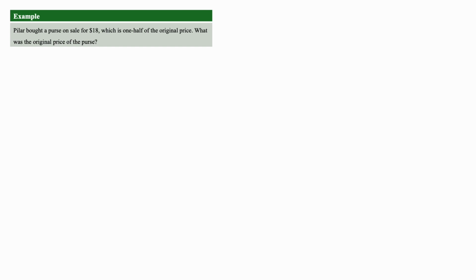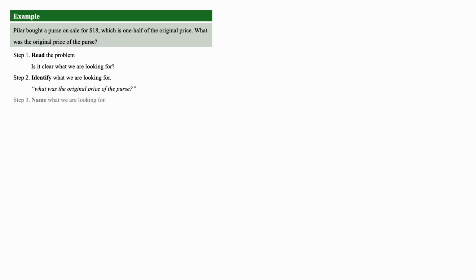In this first example, Pilar bought a purse for $18, which is 1/2 the original price. What was the original price of the purse? So, step 1 is to read the problem, which we did, but we also have to understand what it's looking for. So we are looking for the original price, knowing that it's on sale for $18 and is half off, pretty much. So then we have to identify what we are looking for. So what was the original price of the purse?